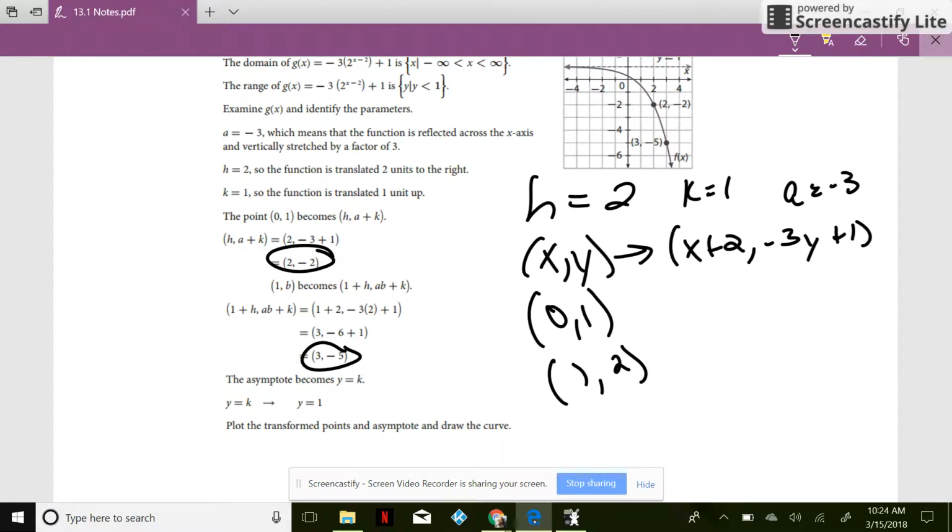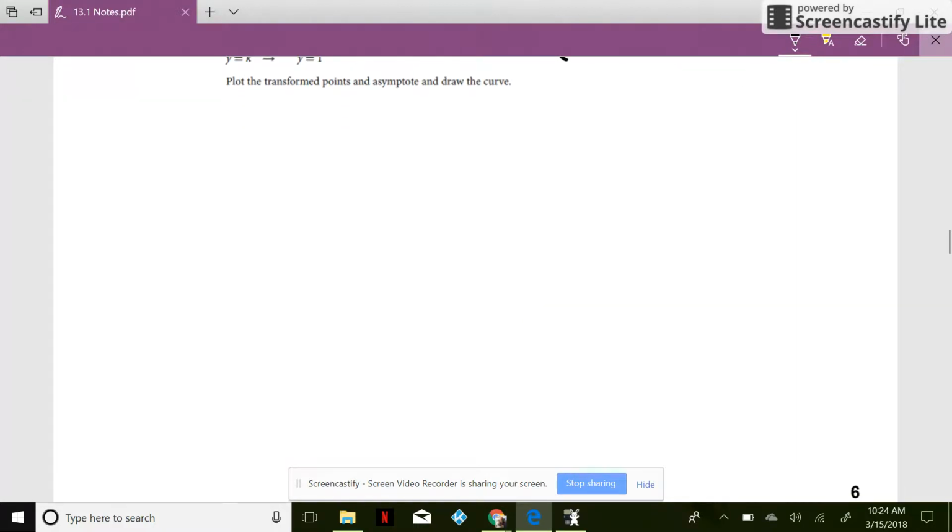So k being 1 means we'll have an asymptote at 1, which means then our domain is still going to be all real numbers. Range, and we can see it from the graph, we're going to pick the y values that are less than 1. Since we were reflected and we have an asymptote at 1, our y values will be less than 1.